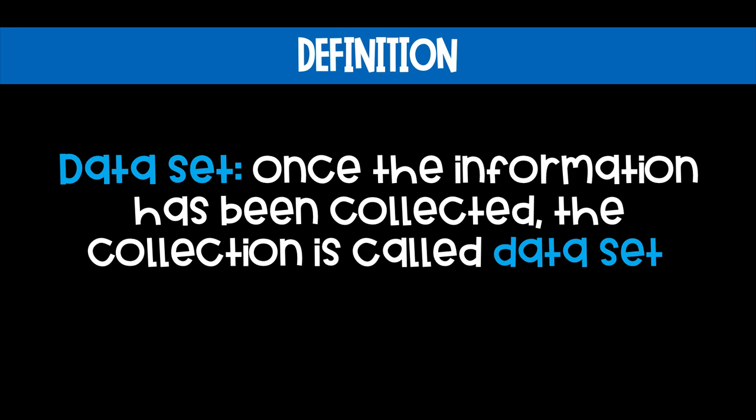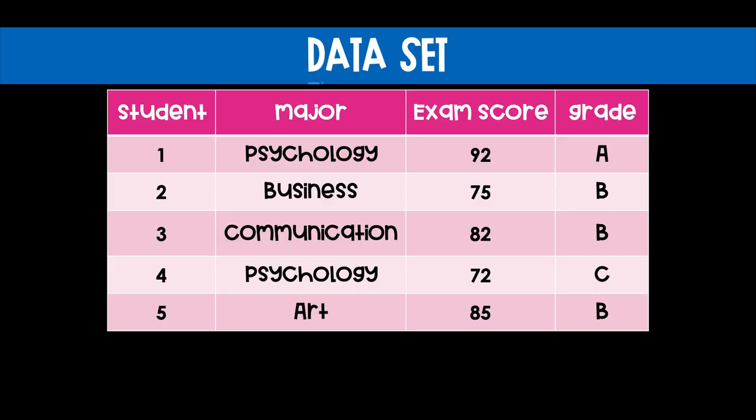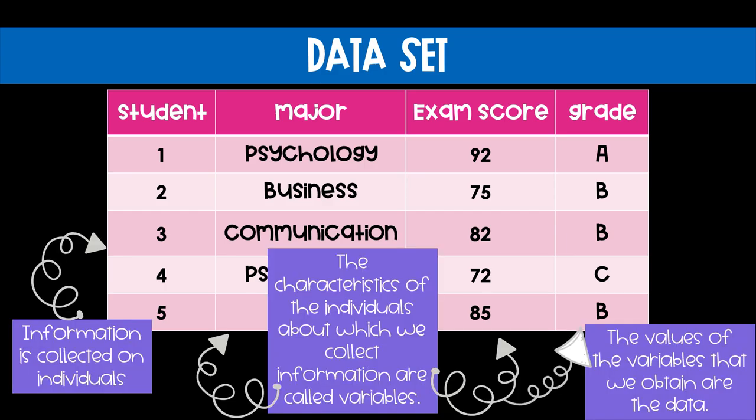If you remember from our investigative process of statistics, we first pose a question and then we collect information in an attempt to answer that question. That information collected will be called a data set. Let's take this table as an example of a data set. If you notice, information is collected on individuals. In this data set, we have a total of 5 students from which we collected information.